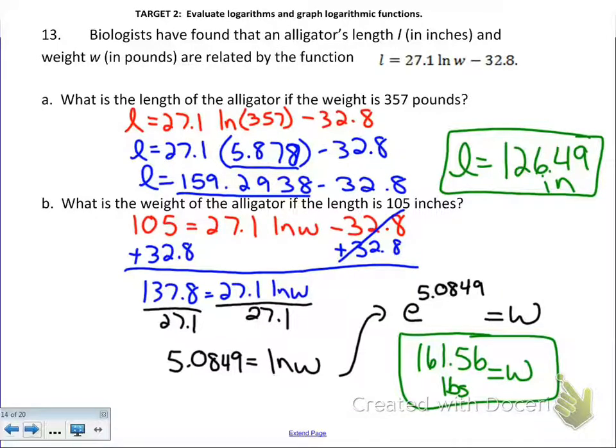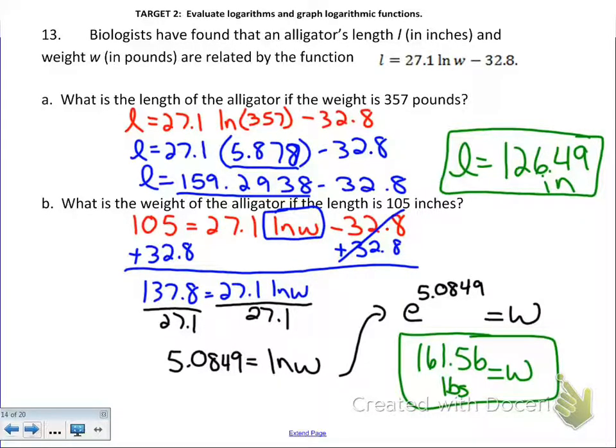Okay, the second one is what most of you seem to be having trouble with, those of you who I worked with on this one today. So we plug in 105 inches for the L, because that is our length, and then equals 27.1 natural log of W minus 32.8. At this point, what I told some people is you need to think of this natural log of W as a big old X. You want to solve the equation for natural log of W, because right now you can't do anything else with it.